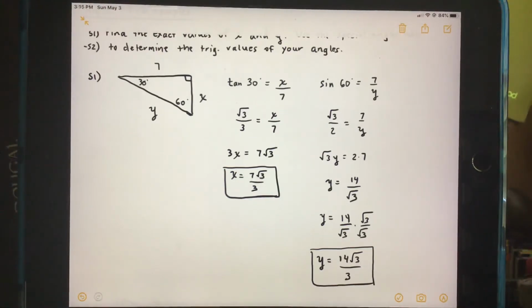Again, I could have used my calculator to approximate 14 times the square root of 3, divided by 3, but we're not asked to do that in this particular problem. We're asked for the exact values, which means we need to leave it in radical form.